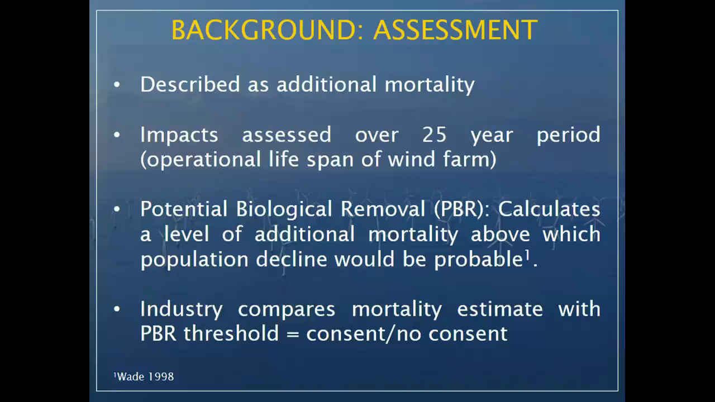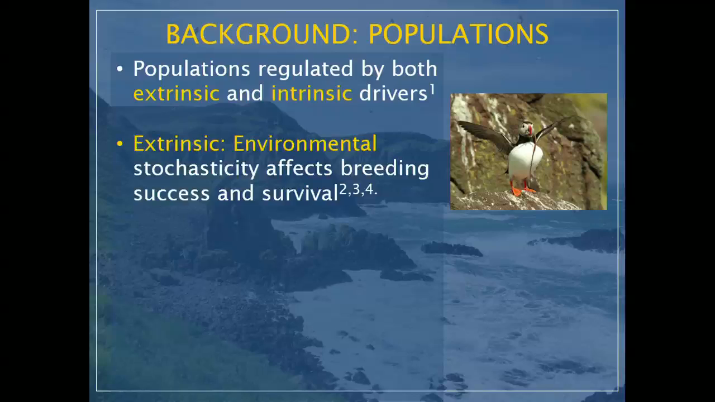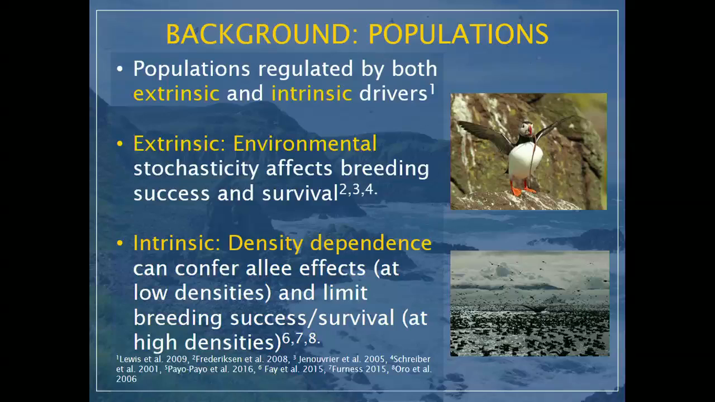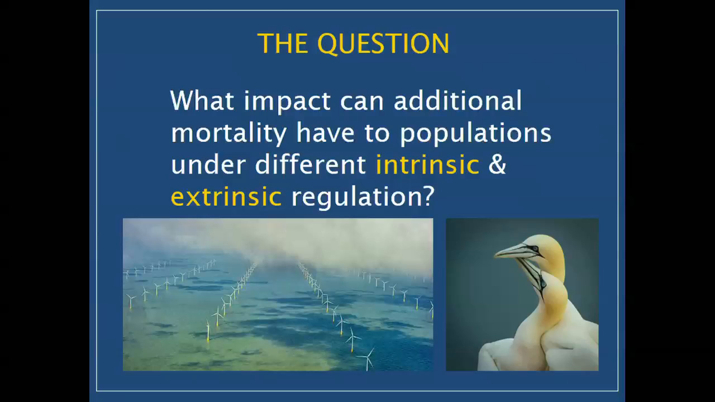But we understand that our populations are under regulation from extrinsic and intrinsic drivers. So our environment, for example, might affect whether or not our seabirds even try to breed in any given year. It can also impact on their chick growth rate, development, and their fledgling success. And also the environment can impact fitness and survival at all other age classes too. Density dependence, an intrinsic regulator, can also impact our populations. For example, at higher densities, there might be increased resource competition, which may impact again on fitness and potentially also survival. So really this led to this question of what impact can additional mortality have to our populations that are under different combinations of this intrinsic and extrinsic regulation.